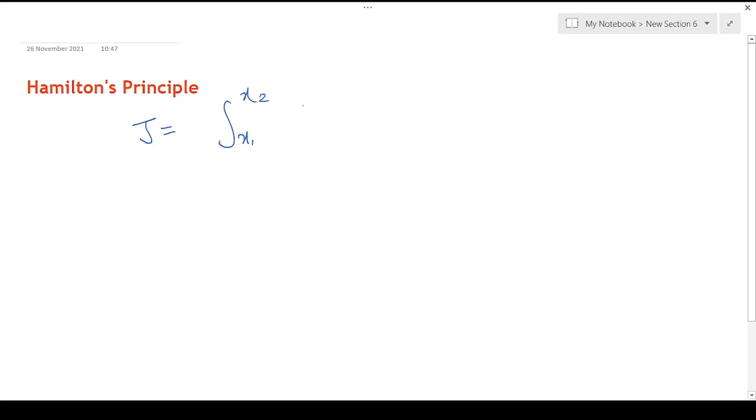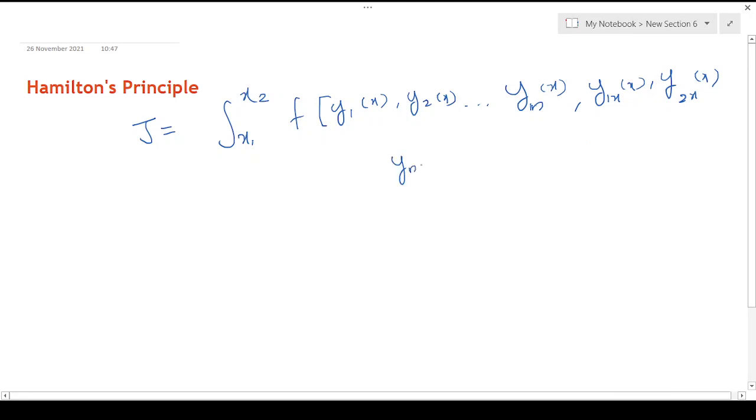For the case of several variables, we represent them as y1 of x, y2 of x, up to yn of x, and then y1 prime of x, y2 prime of x, up to yn prime of x, with the independent variable x, dx.